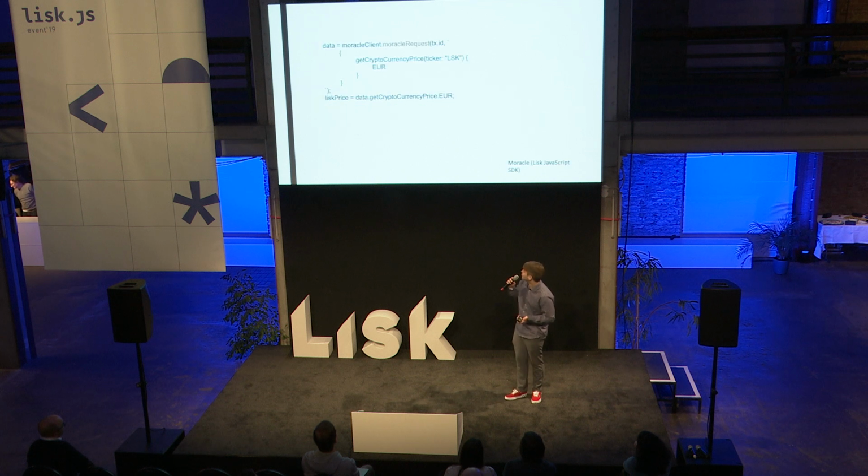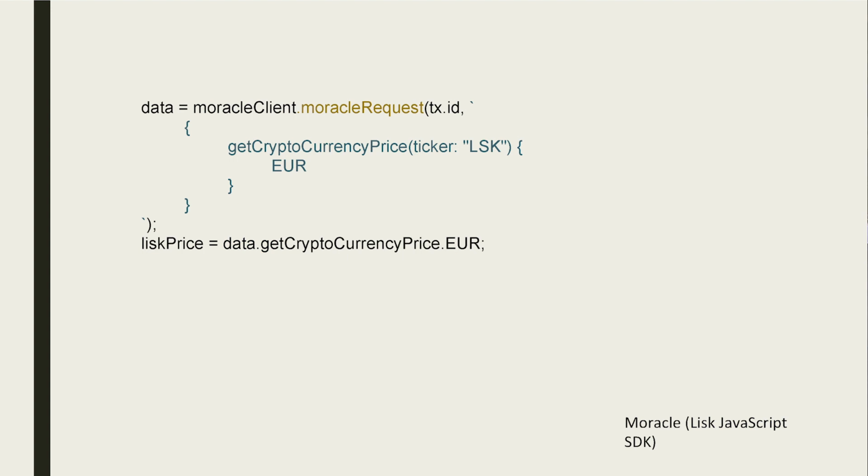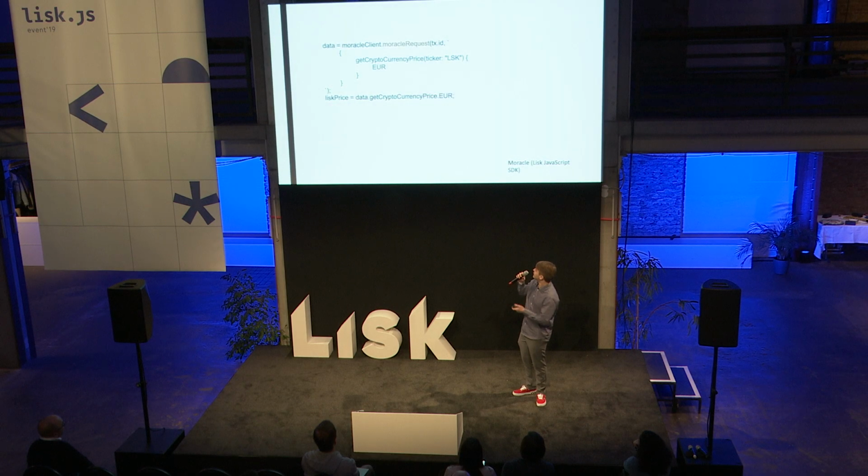And so here's what a Moracle request looks like. As you can see, there's no URL, there's nothing, there's just a GraphQL query. And so this was a query language that was invented by Facebook a couple years ago. And it's a way of sort of querying more abstractly for resources rather than for endpoints. And it also lets you control exactly what format you get your data back in. So here, for example, we queried the get cryptocurrency price resolver. We pass it in the Lisk ticker, and we get the currency pair euro.